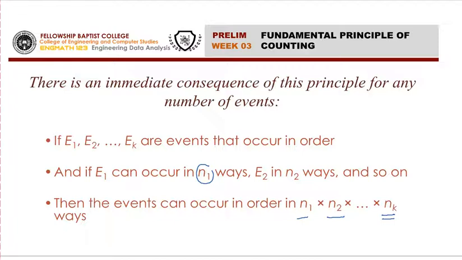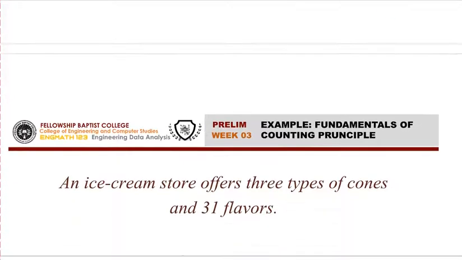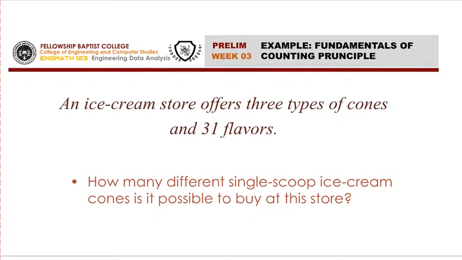And so let us show this through an example. Suppose we have the problem: an ice cream store which offers 3 types of cones, and we have available 31 flavors. The question is, how many different single scoop ice cream cones is it possible for us to buy from that specific store? So we have three types of cones and 31 flavors. So how many different single scoop ice creams can we buy from that specific store? With this, let us use the fundamental principle of counting in our example.